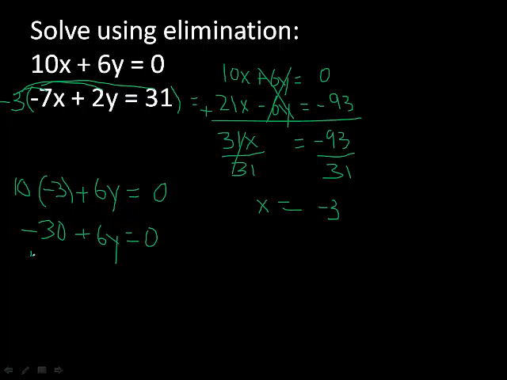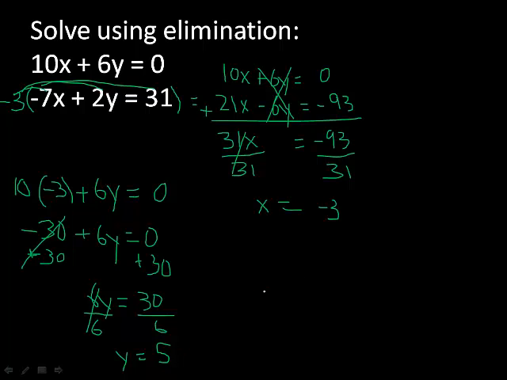I'm going to add 30 to both sides to try to get my y by itself. Negative 30 plus 30 is going to cross out, bring down 6y. 0 plus 30 is 30. Divide on both sides by 6 to get y alone. And we find out 30 divided by 6 is 5. That means y equals 5.